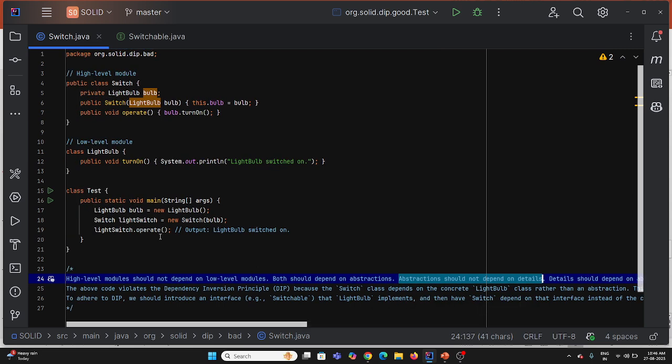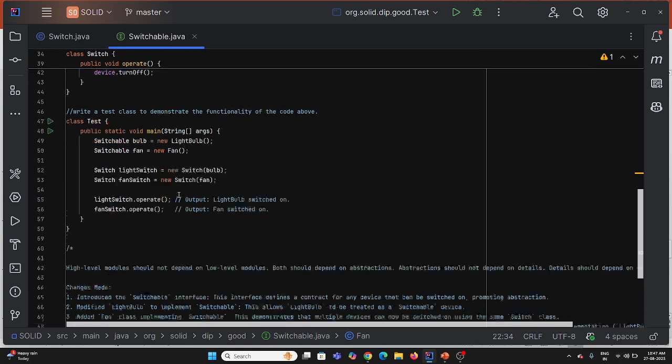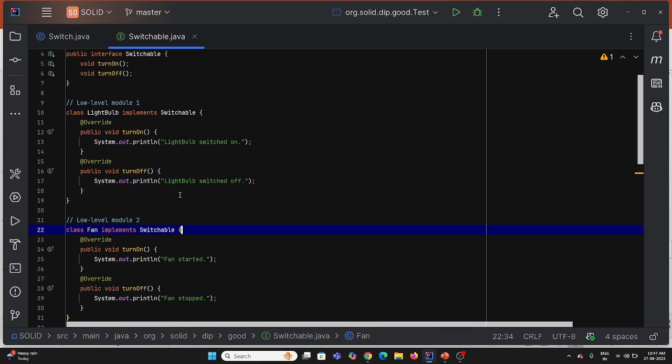So let's go to the good example: how this problem is solved using the dependency inversion principle, and what are the advantages of using it. Now this is the second example. We can say it is a good example.